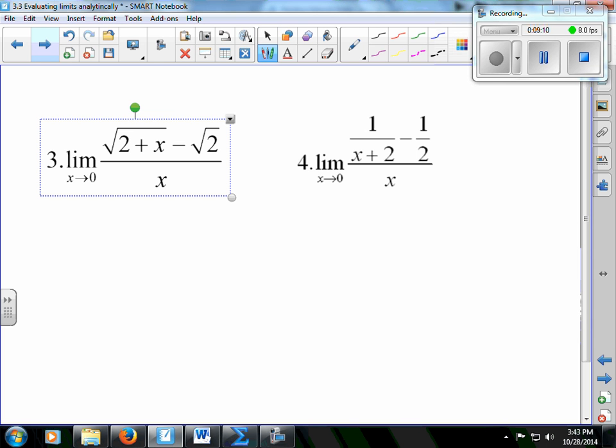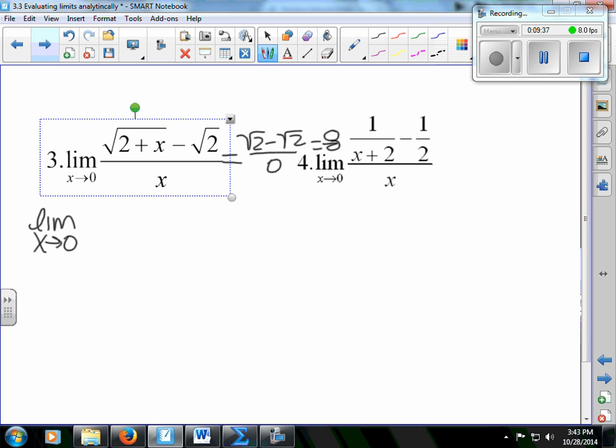In question number 3, I have square roots. So it's the limit as x approaches 0 of a difference of radicals over x. Notice what happens if I plug in 0 to x. I get square root of 2 minus square root of 2 over 0. This is 0 over 0. Oh no, that is indeterminate. And so that means I'm going to work harder.